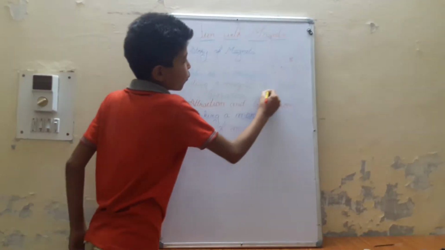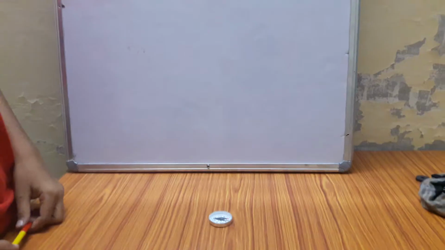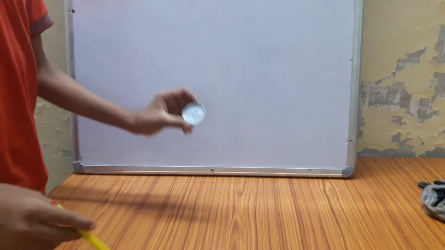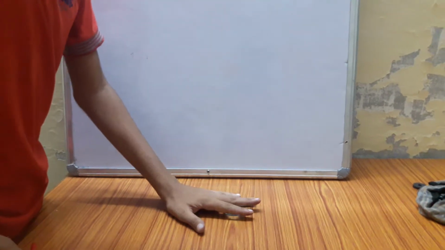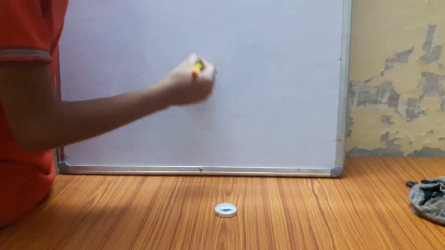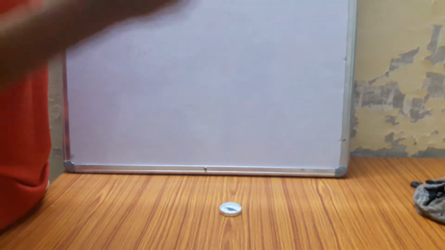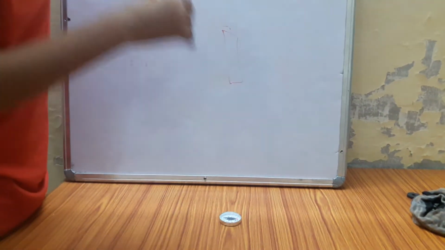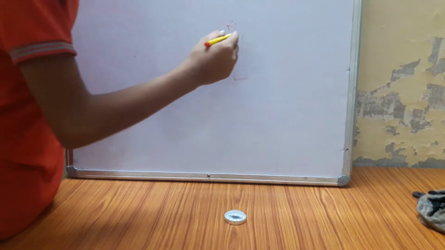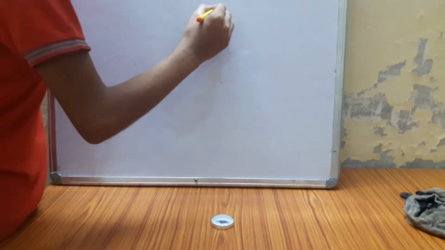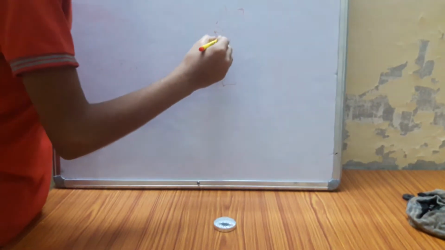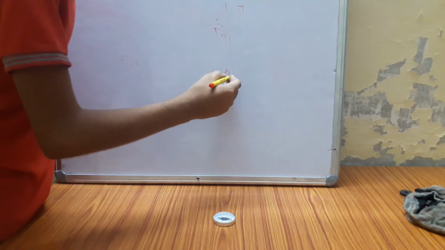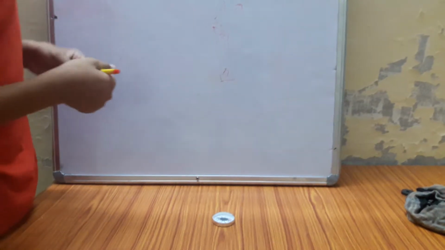Using a magnet to find direction. This instrument is called a compass, used to show direction. How does it work? Imagine that this is the earth. As we know, the earth also has a natural magnet, but it is reversed. The north side of the earth contains a south pole and the south side of the earth contains a north pole.